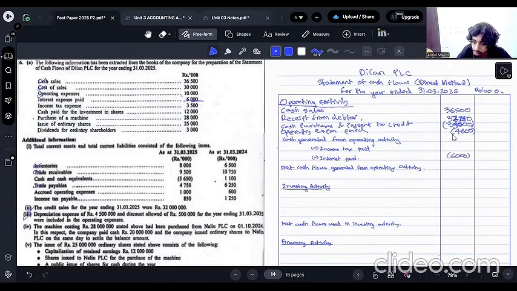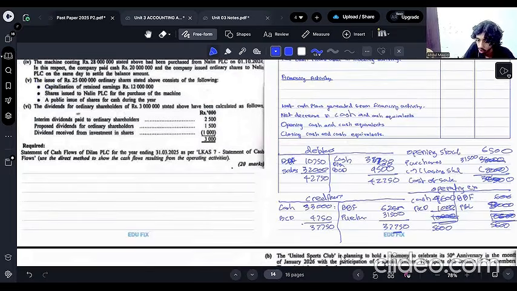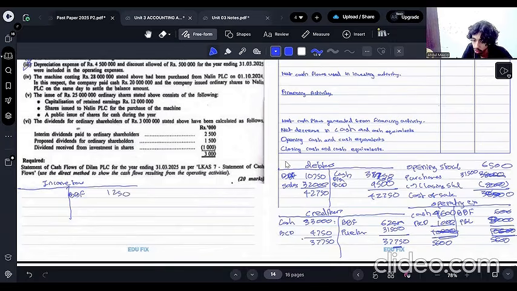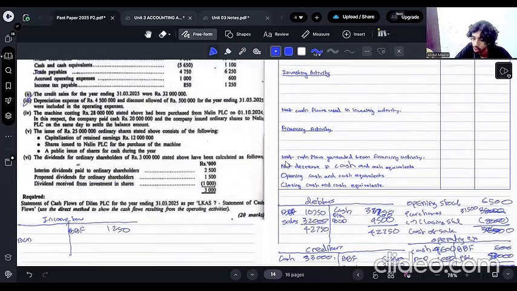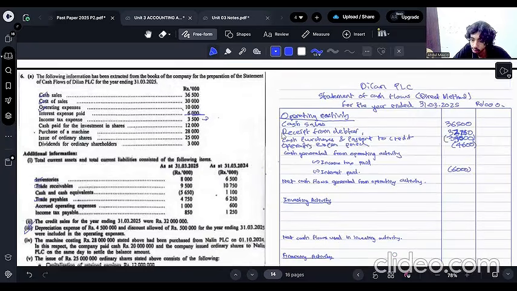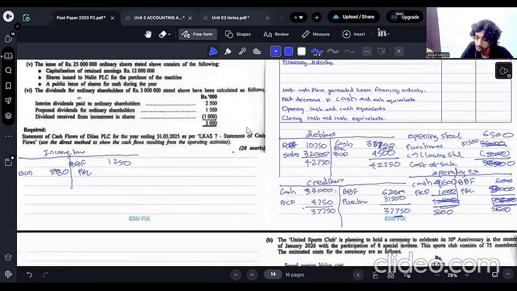And income tax expense is given as 3,500. Then you can find the income tax paid amount. Okay, you can record the income tax account. Opening balance of income tax payable is 1,250. Closing balance BCD is 850. Income tax for the year amount is given as 3,500. Then when you balance off, you can find out how much is the income tax paid.